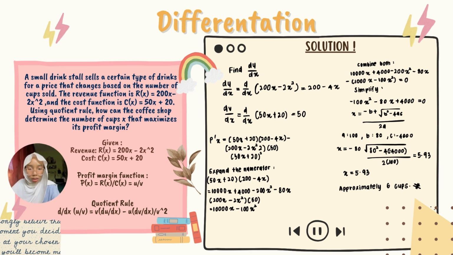So, we set the derivative equal to 0. Negative 100x squared minus 80x plus 4000 equals 0. This is a quadratic equation which we can solve using the quadratic formula, and then we solve for x. Taking the positive solution, we get x equals 5.93. So, the conclusion: to maximize the profit margin, the coffee shop should sell approximately 6 cups.